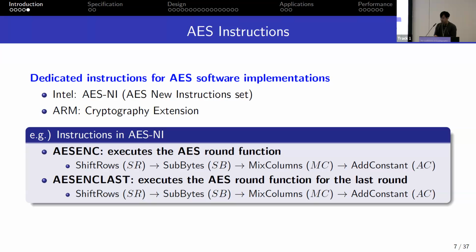Before I start to explain how to design Areion, I will give a brief explanation about AES instructions and the specification of Areion. AES instructions are dedicated instructions for AES software implementation. In this presentation, I use two AES instructions. One is AESENC, which executes the AES round function, and the other is AESENCLAST, which executes the AES round function for the last round.